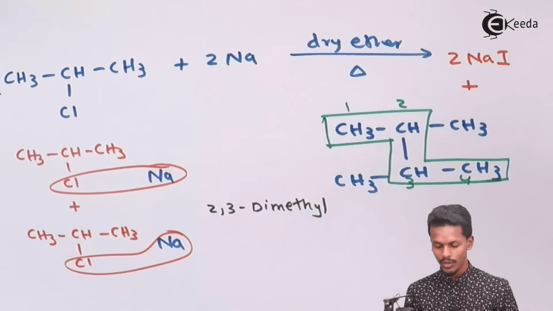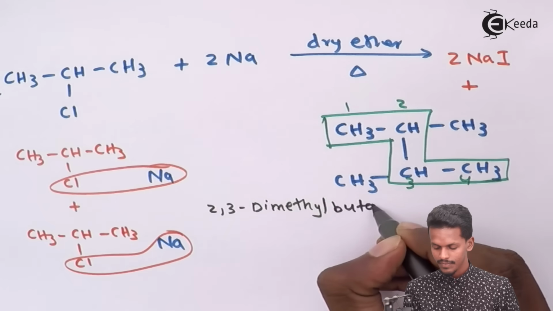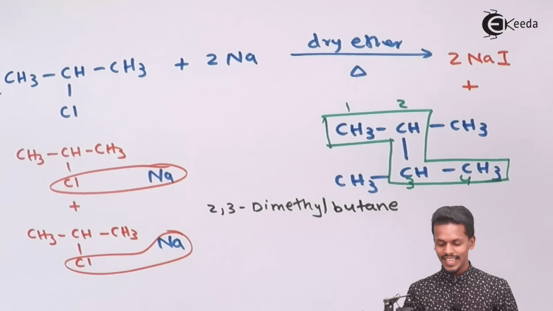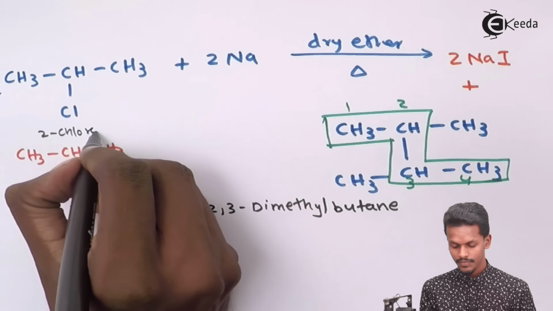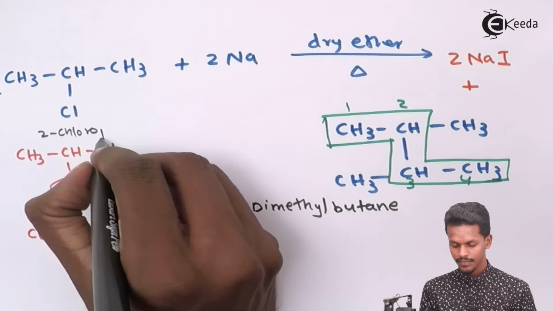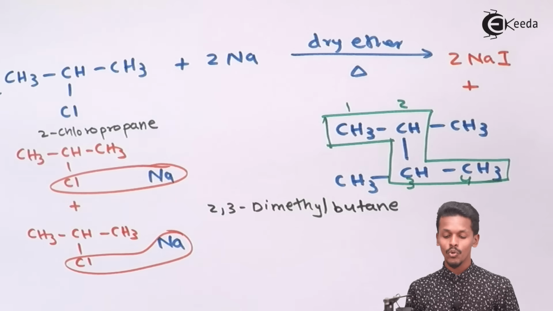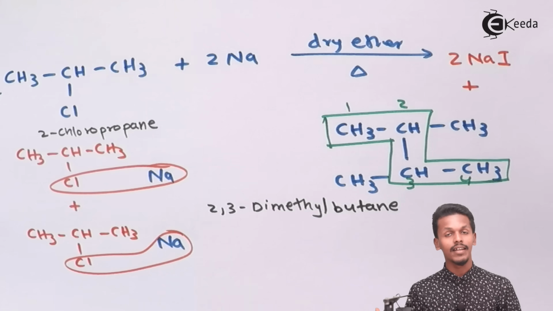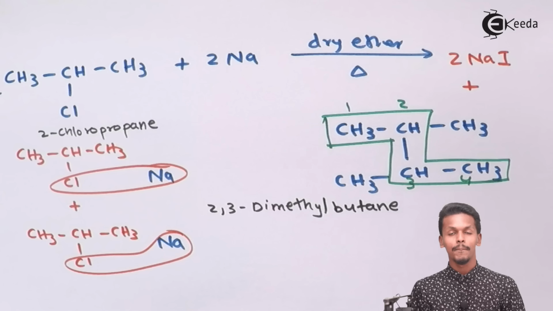So making to be called as having a parent carbon atom called to be as butane. So this is the answer that we have, or this is the reaction that we have made by introducing 2-chloropropane. By introducing 2-chloropropane with sodium and dry ether we have prepared 2,3 dimethyl butane.